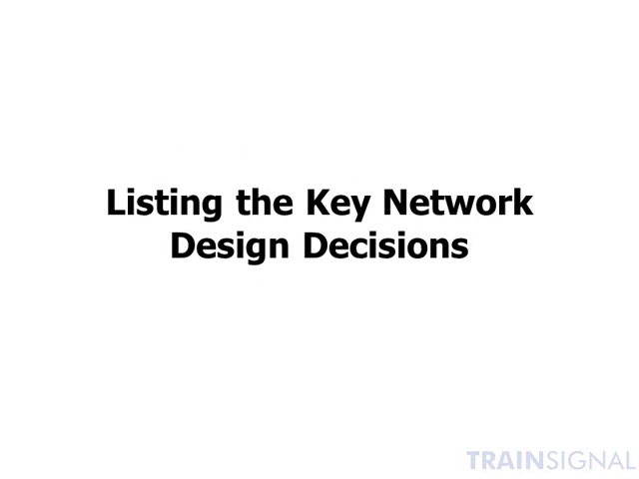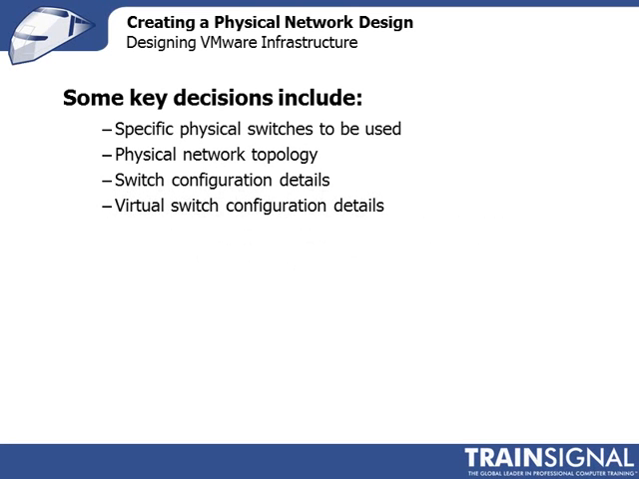I dare say that it would be virtually impossible to list all of the possible design decisions that come into play in any area, whether that be networking, storage, or compute. But here are a few key decisions that you'll want to be sure to include and specify and describe in your physical network design. You will want to be sure to list the specific physical switches that you are going to use. That would include the model and the configuration of these switches.